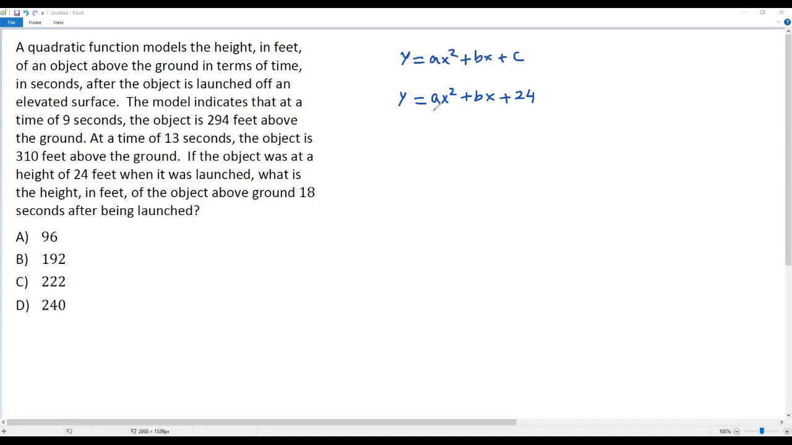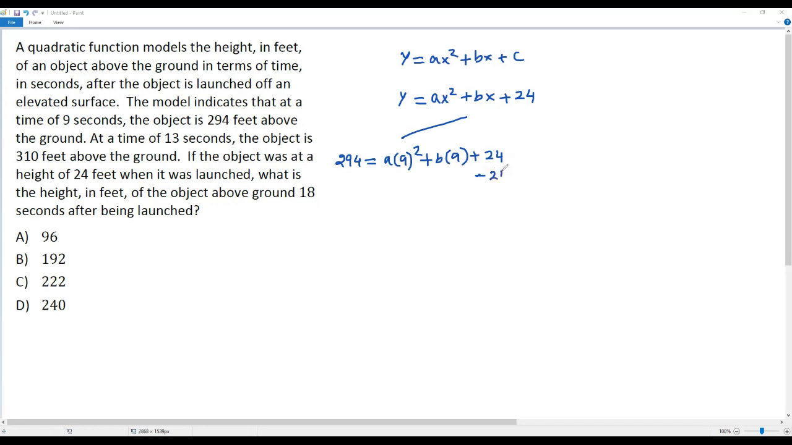How do we get the values of the two constants a and b? We can use the given information. The model indicates that at a time of 9 seconds, the object is 294 feet above the ground. That is, when x = 9, y = 294. Let me plug this in: 294 = a times 9² + b times 9 + 24.